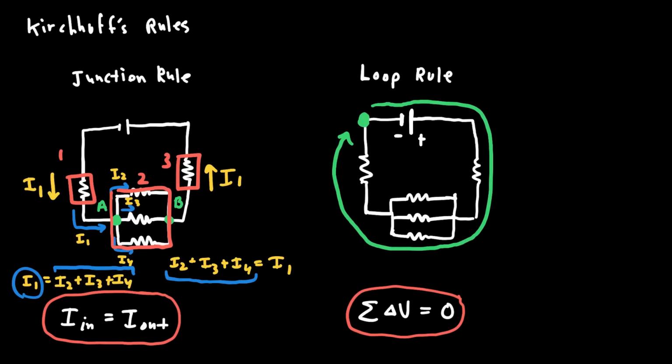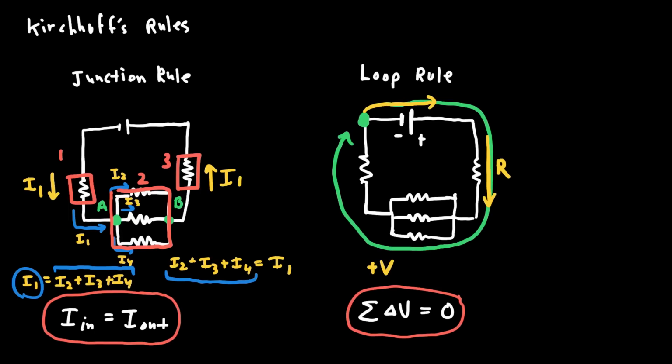So if we started at this point and we travel across the battery, there's going to be a voltage rise equal to the voltage of the battery. So maybe I'll call voltage rises positive. As I flow across a resistor, there is going to be a voltage drop. And typically in a circuit, you're not just told what the voltage drop is, you might be told what the resistance is.